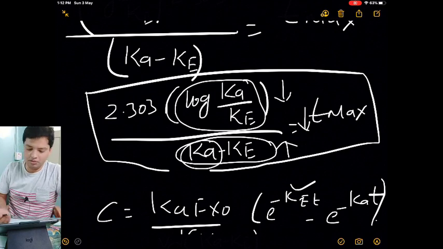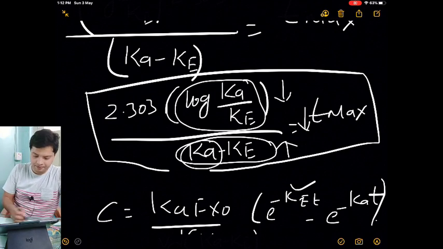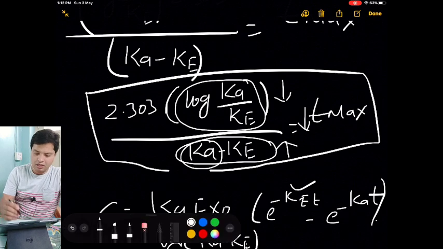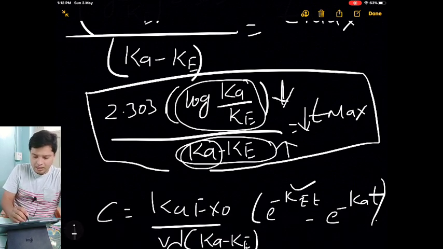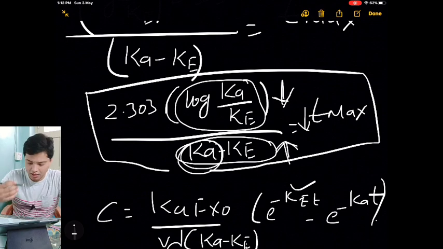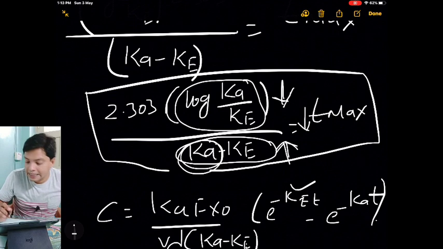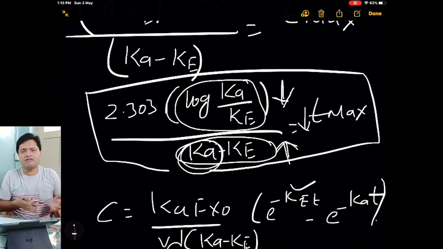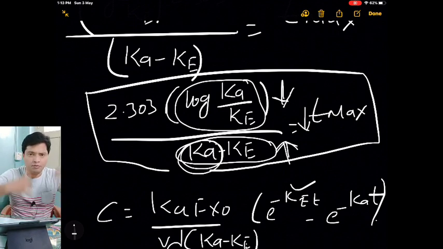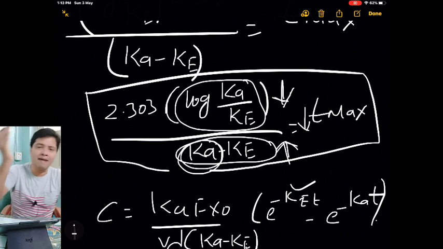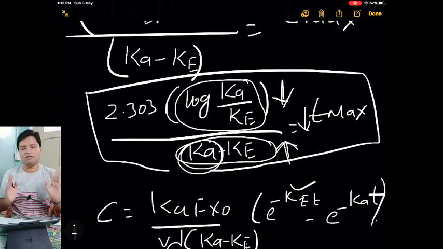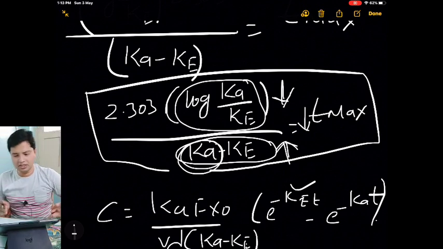As the Ka is more, the rate of absorption is more here, so this whole value will decrease. Ka minus Ke, because the numerator will decrease and the denominator will increase, ultimately leading to a decrease of T max. Obviously, if the drug is absorbing faster, the time to reach the maximum absorption will be less. That is what this equation is saying.